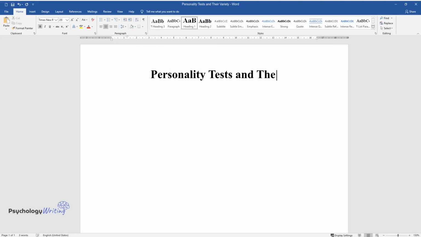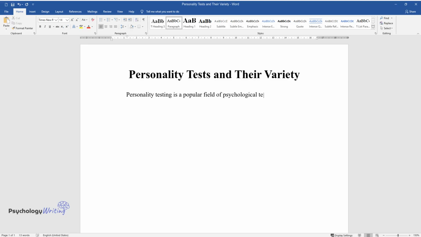Personality tests and their variety. Personality testing is a popular field of psychological testing right now. Hundreds of personality tests are available, each based on a different theoretical perspective and employing a different procedure.